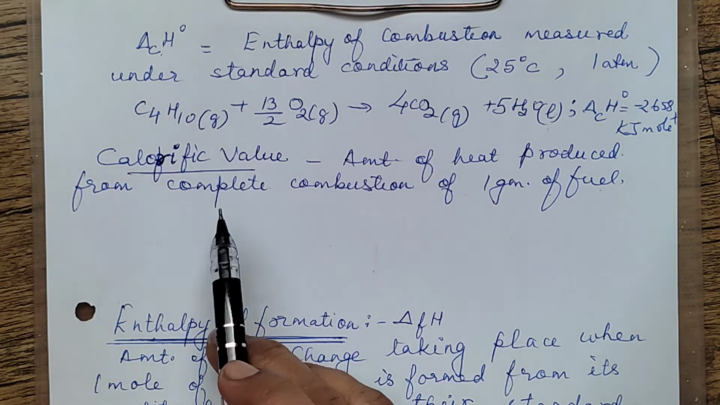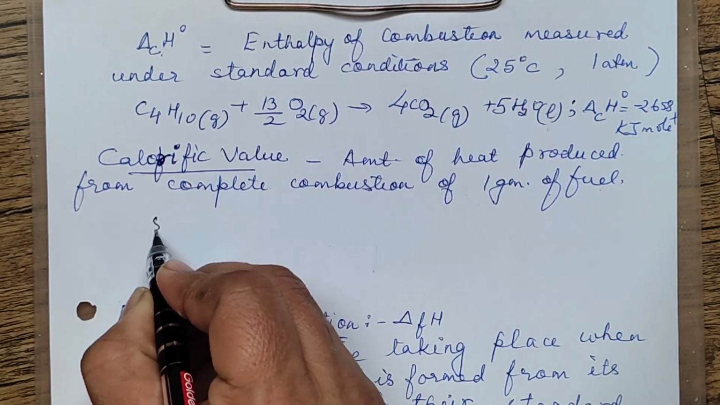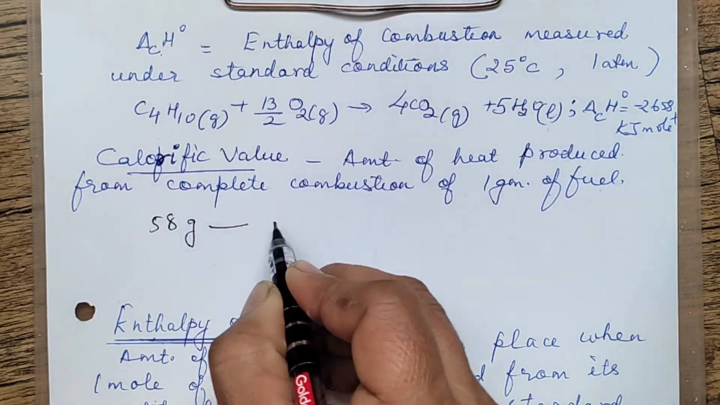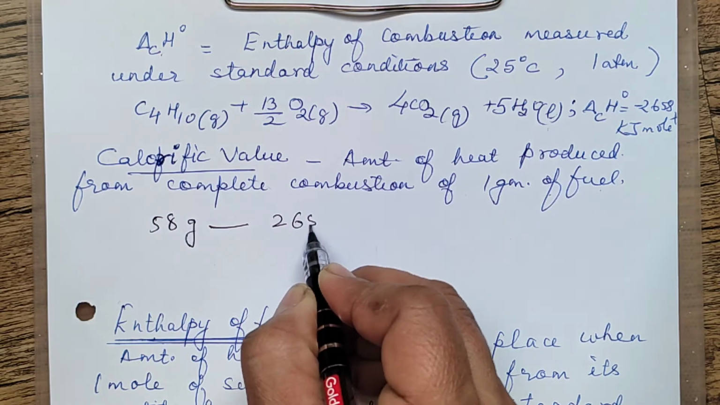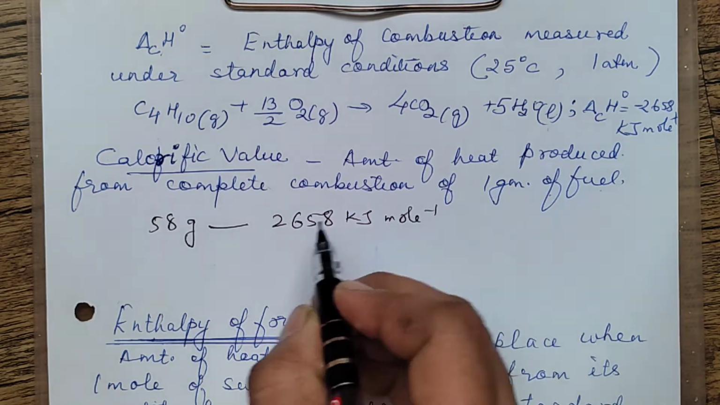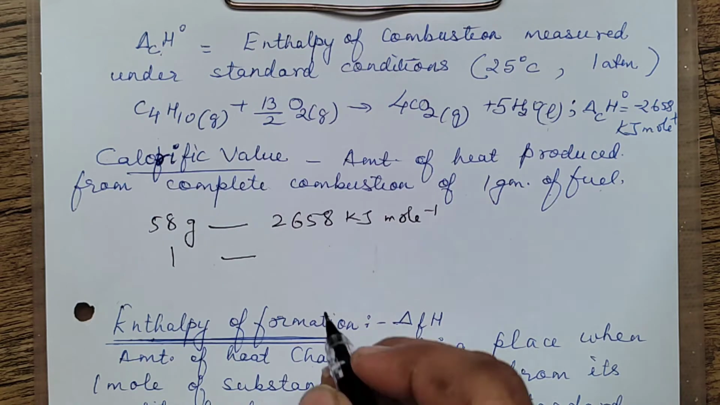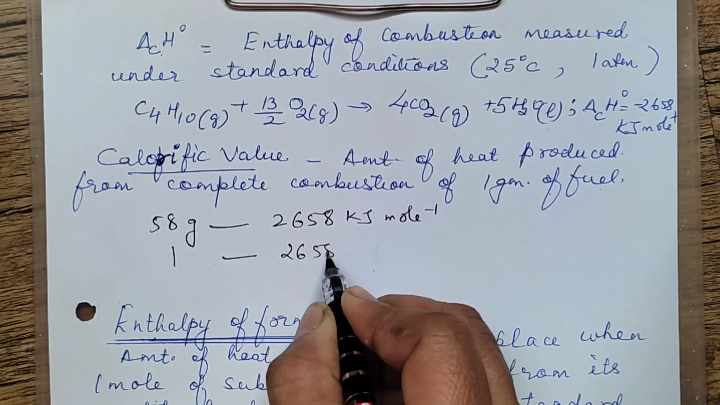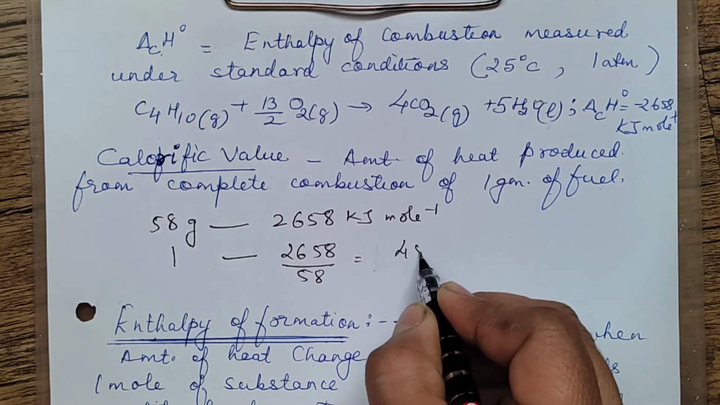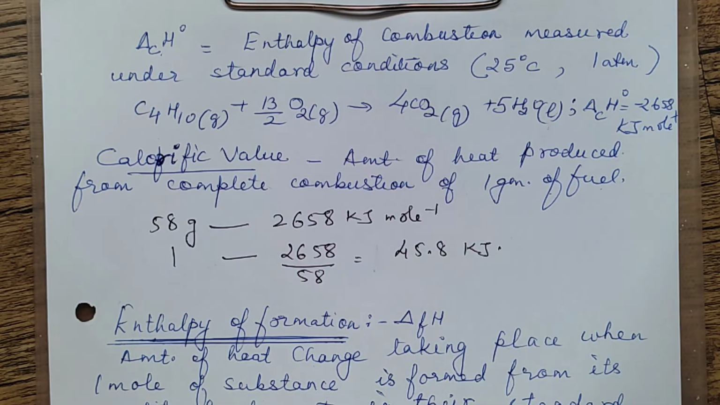For example here, butane. You know butane molecular mass is 58. So 58 gram is being burnt here. To burn 58 gram, the heat liberated is 2658 kilojoules per mole. So what will be the heat liberated to burn 1 gram of the substance? You will have this as 2658 divided by 58. Did you follow? So this will be 45.8 kilojoules. This will not be per mole now. This will be per gram.